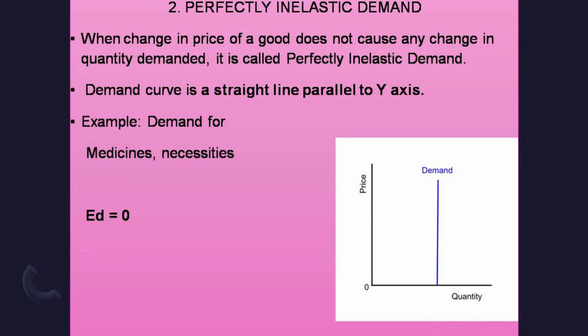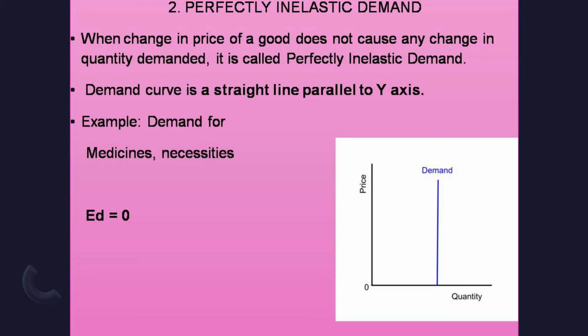The next degree of elasticity is perfectly inelastic demand. When a change in the price of a good does not cause any change in quantity demanded, it is called perfectly inelastic demand. For example, medicines. If the price of medicine shoots up, but you need that medicine, you need to buy it anyhow. In that case the demand for medicines becomes perfectly inelastic.